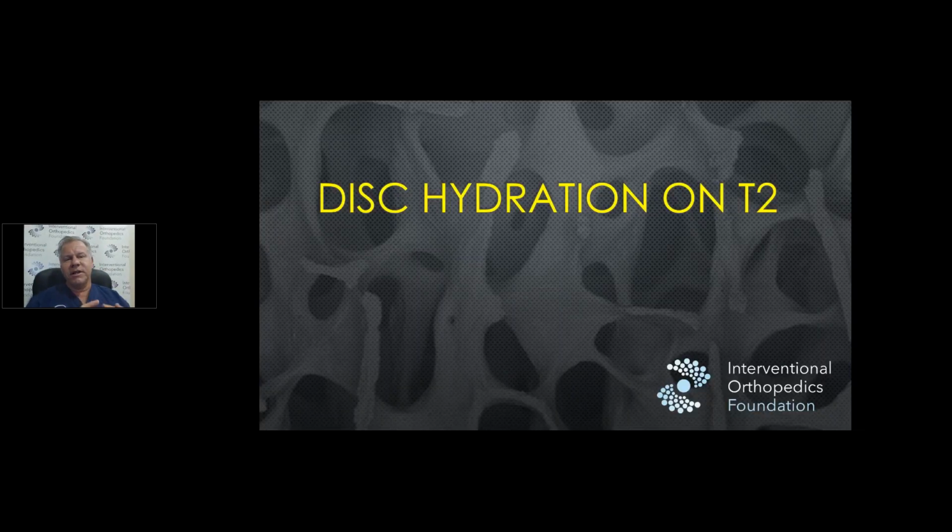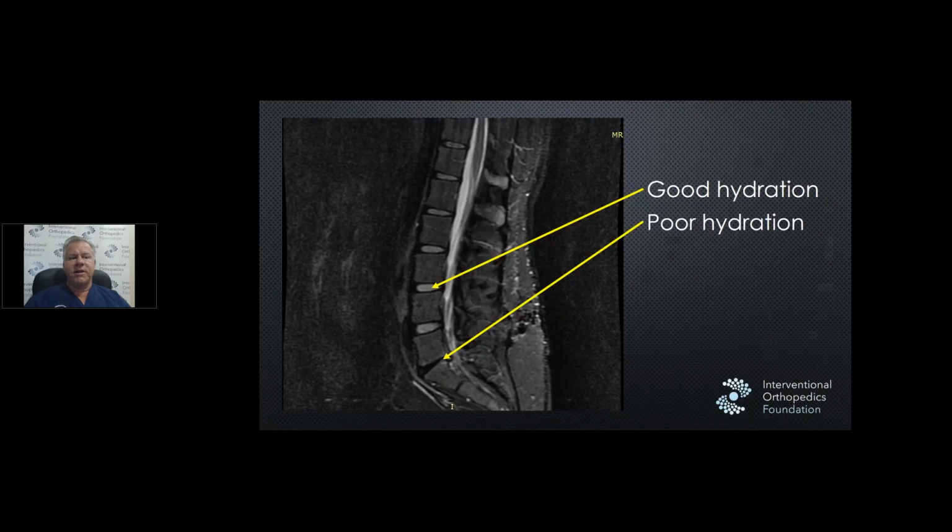With regard to disc hydration, this is a key component of modern lumbar MRI. So you've got good hydration on a T2 weighted sequence. Either this is a STIR image, but it also could be an FRSE or FRFSE. And you've got poor hydration. The good hydration you see as bright in the disc. The poor hydration of the disc you see as dark. And then everything in between.